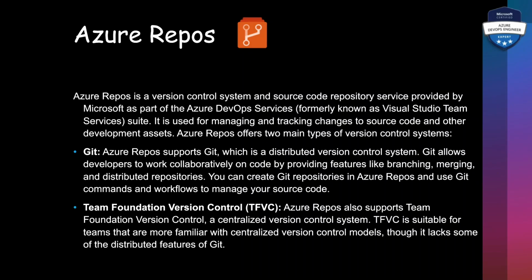distributed features of Git. So nowadays we use distributed version control system instead of centralized version control system, because distributed version control system has many advantages as compared to centralized version control system. We will see in next slide.